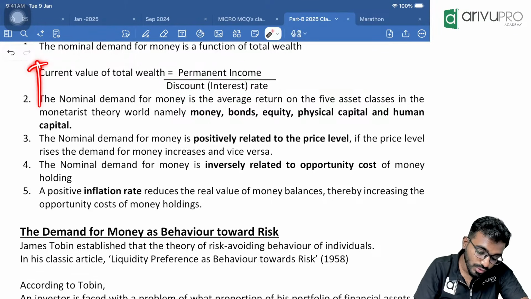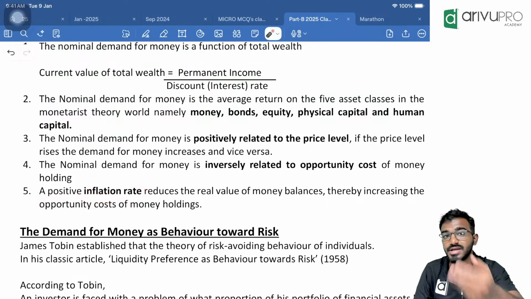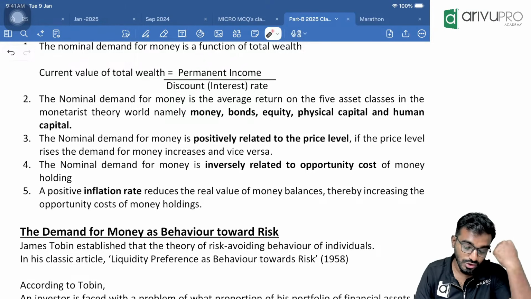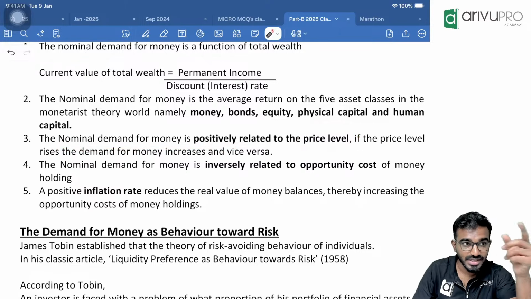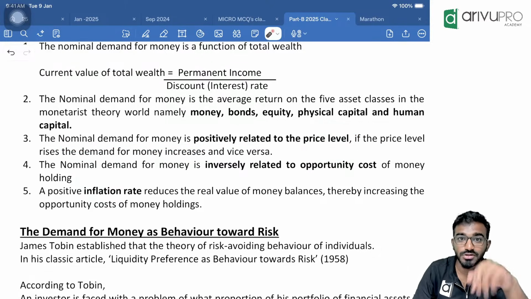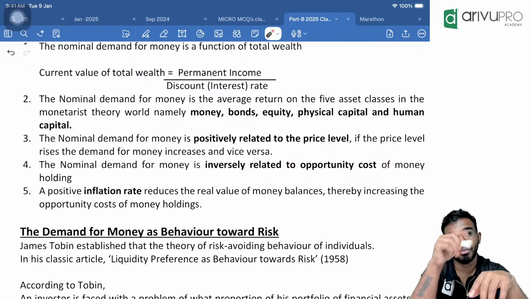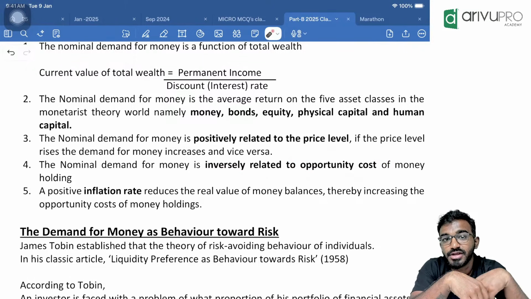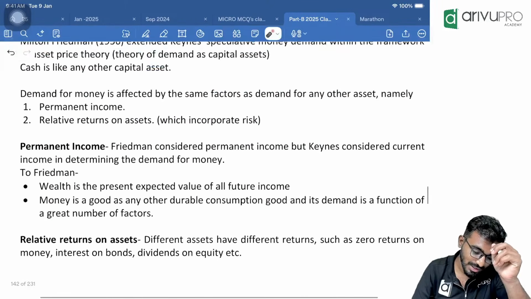So bring it down to its present value and then take a decision, because your money will be eaten up by inflation. There is a positive inflation rate year by year, because of which your money value will go down, and nominal demand for money has a positive relation with price. If price increases, value of that asset will also increase. Same way, there is an inverse relation with opportunity cost. The more the opportunity cost, the lesser should be the money holding in your hand. You should invest more. So this is what is explained by Milton Friedman.